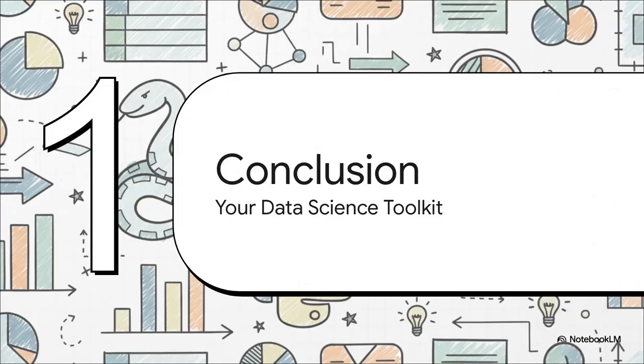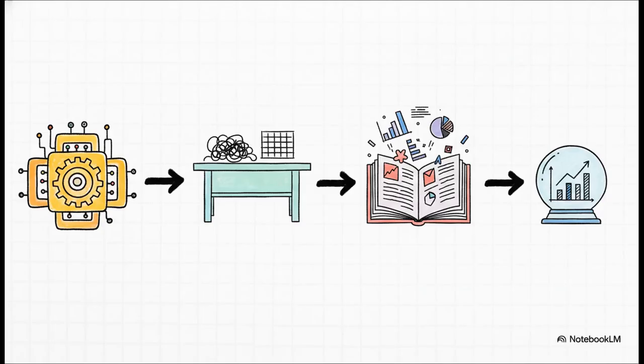And with that, we've actually gone through the entire data science workflow. We started with raw, messy information, and we ended up with a working predictive model. Every single stage of that journey was powered by a specific, powerful tool. So let's quickly recap our complete toolkit. Each one of these tools has a critical job.